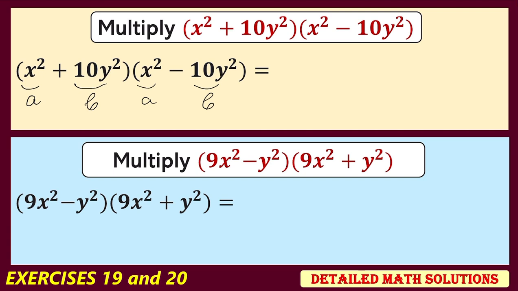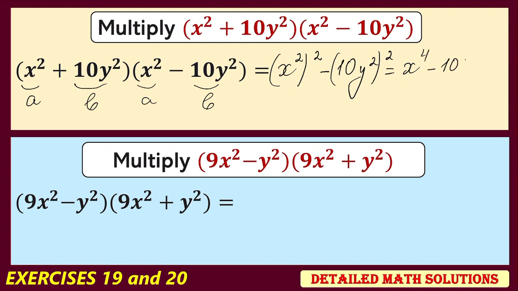This way, when I apply the formula, this equals x squared in parentheses squared minus 10y squared in parentheses squared, which equals x to the power of 4 minus 100y to the power of 4.